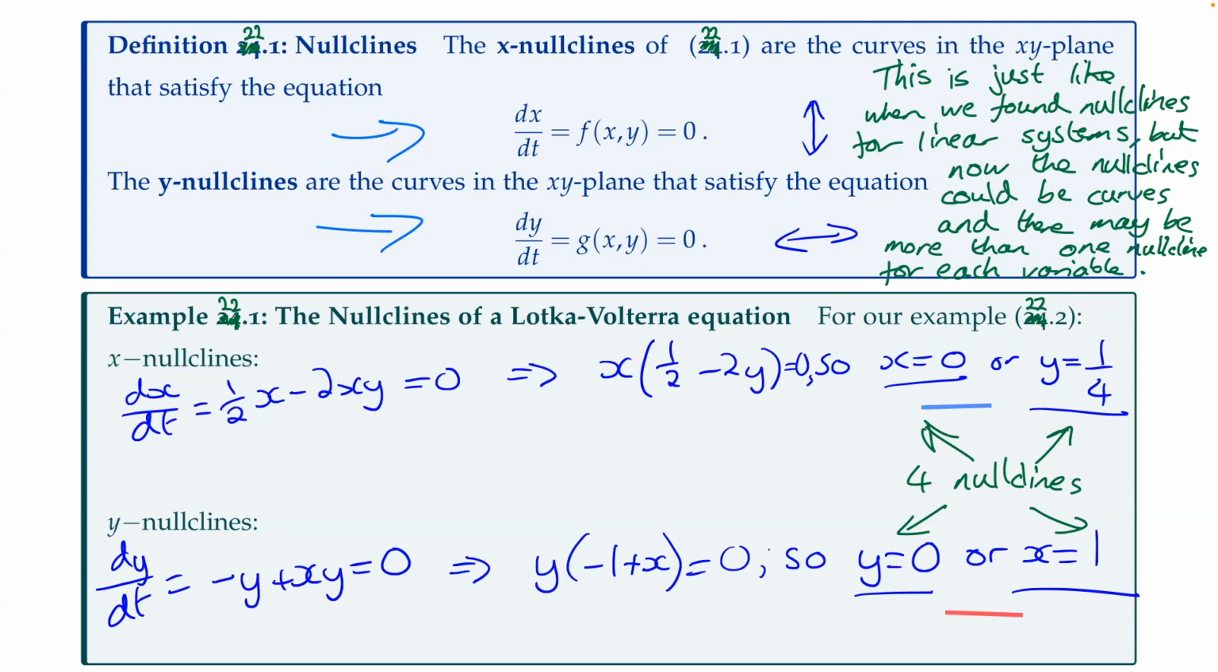Now, because these are nonlinear, they could be anything, and we could have any number of null lines. You could have 1, 2, 3, 5, whatever. You could have quadratic things in there, you could have exponentials, anything. So now when we solve these, we need to be solving more general equations. For the most part here, we'll be dealing with things that are quadratic. In this case, we end up with 2 null lines for x and 2 null lines for y. In this case, they all happen to be straight lines, but they're no longer just straight lines on the axes.